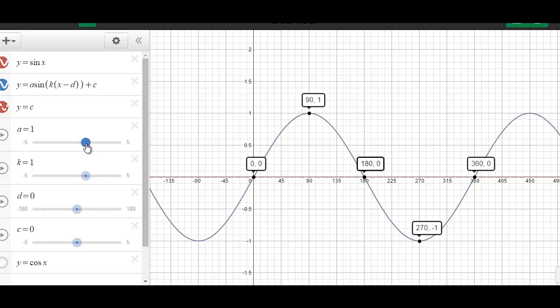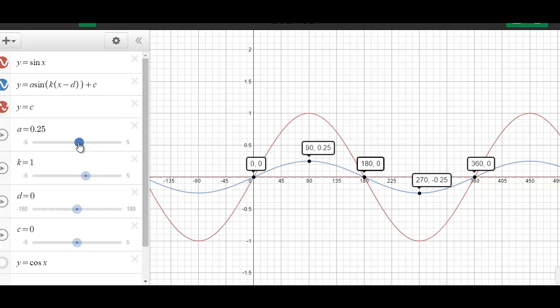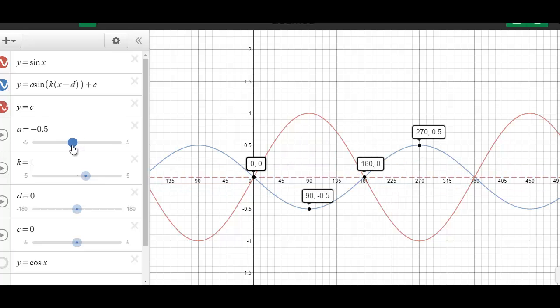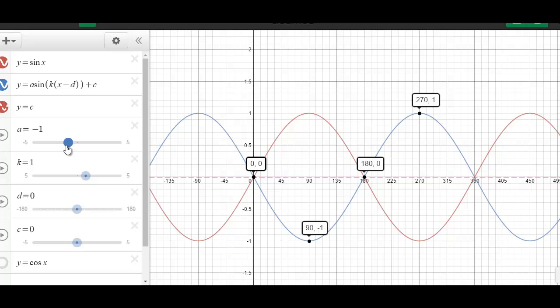When we make the a value less than 1, it compresses down vertically. So we can see that we're squishing our curve rather than stretching it. And just like before, if we made our a value negative, it causes a reflection. This is what the reflection of an a value of negative 1 looks like. It's almost like a double helix for a DNA molecule.